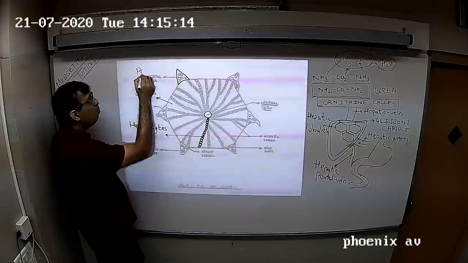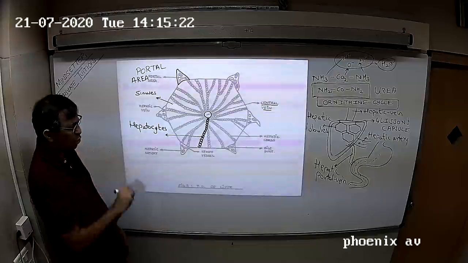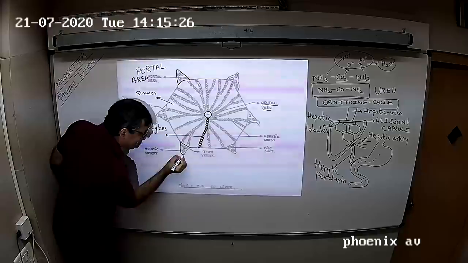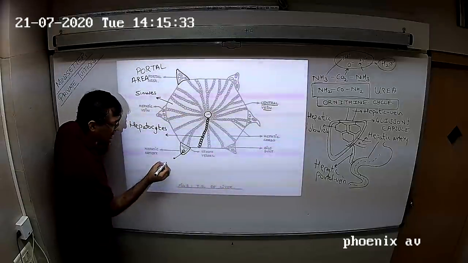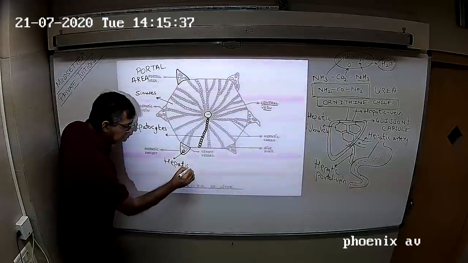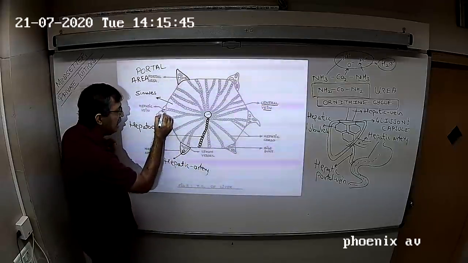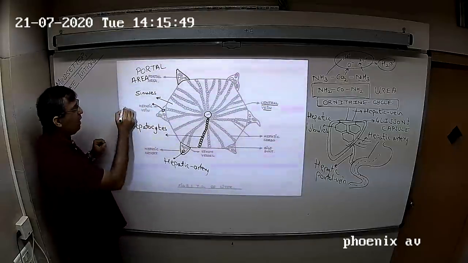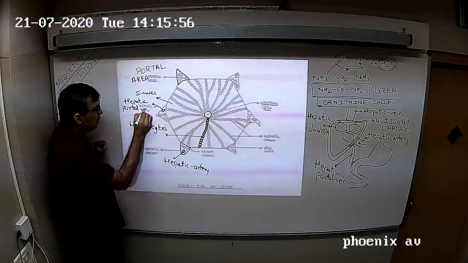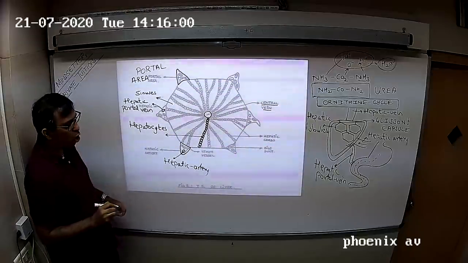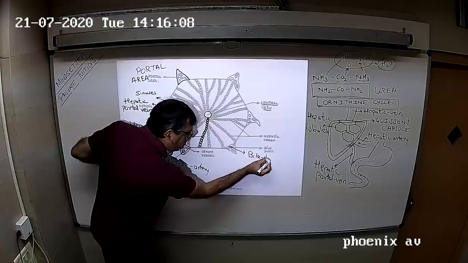And at the corners of the hepatic lobule are found areas which are called portal areas. What is this area called? Portal area. Listen very carefully. The portal area has in it a branch of an artery which is called the hepatic artery. So this is the hepatic artery, and it has a branch of a vein which is called the hepatic portal vein, and it has capillaries which are called bile duct. So, this is the bile duct.